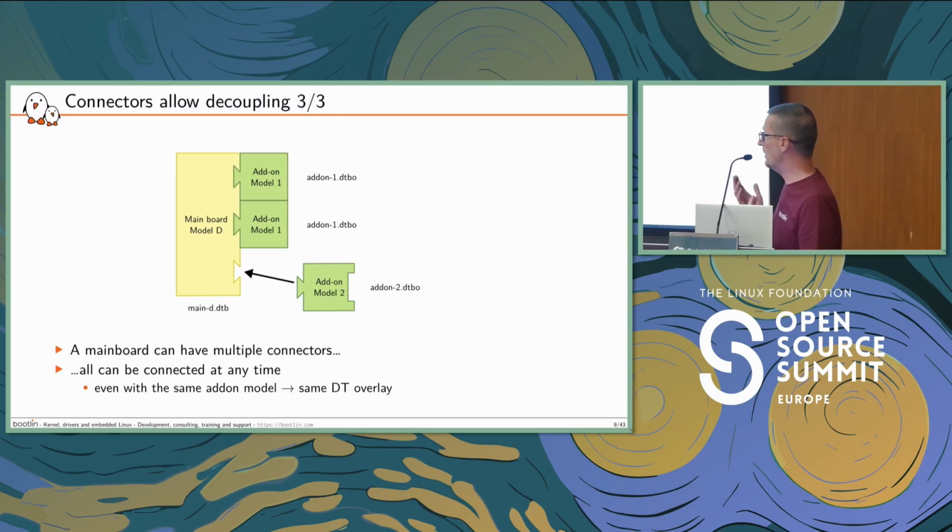So it looks like the correct idea is to use the same device tree overlay to describe each add-on model.